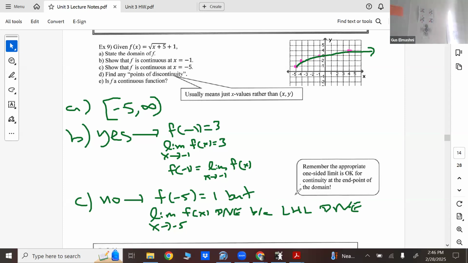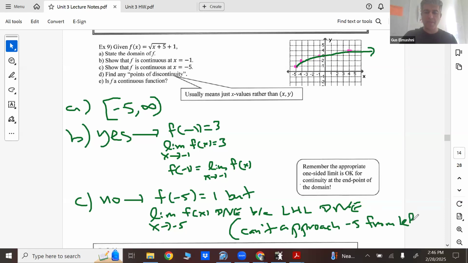So that's fine too. Sure. Right, because how can you approach -5 from the left side? You can't. Yeah, it's not part of the domain. Yeah, and I'll put a little extra note. Can't approach. You say like -5, superscript negative, due to domain restriction.